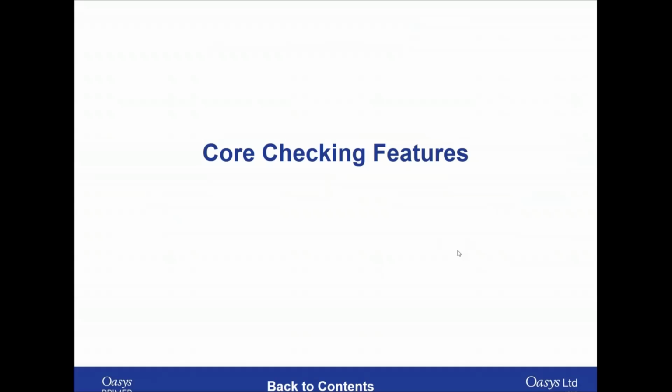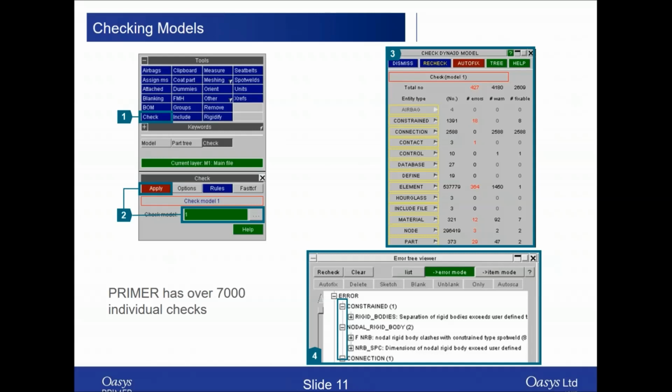So core checking features, first of all, in PRIMER. First of all, I want to talk about the main core checking tool. So this is when you open up PRIMER, you read in the model or create a model, you can go to check and apply. Now this webinar is a mixture of slides and demos, so I'm going to switch into PRIMER.